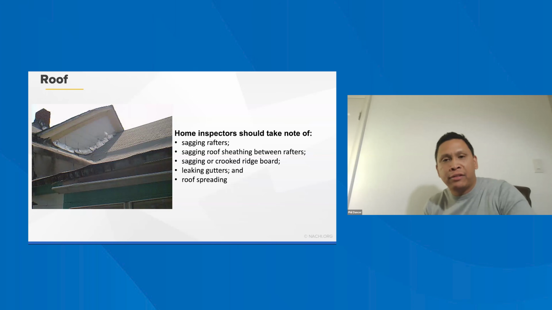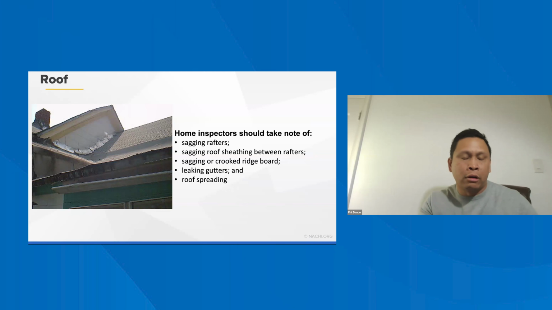When you look far away, the easiest way to describe this, because all roofs are going to have different pitches, is that if you start to see instances where the roof looks a lot flatter than it probably should for the size of the house, that's going to be spreading.